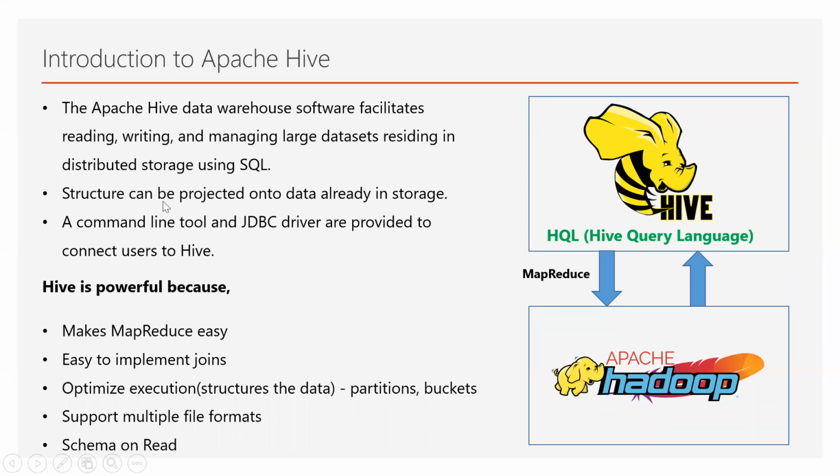Structure can be projected onto data already in HDFS. If the data already exists in distributed storage, you can create a structure and start querying the table, which internally generates the MapReduce job. The distributed processing engine in Hadoop is called MapReduce. Even though you write a SQL query, it internally generates a MapReduce job, containing a set of map tasks and reduce tasks, and it runs on top of your Hadoop. That's how it works.